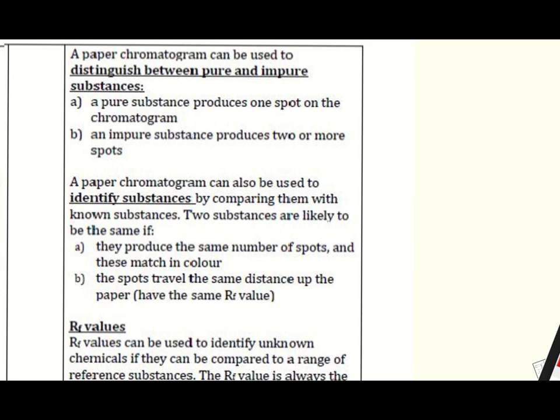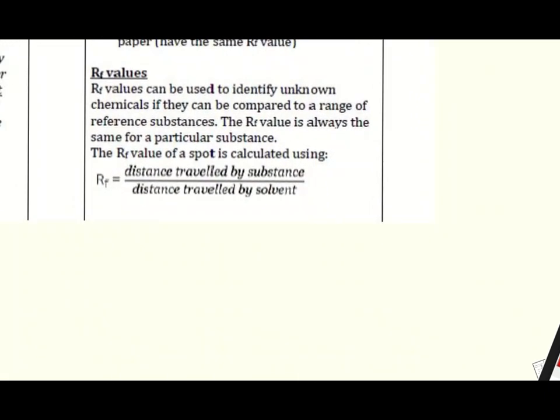Then let's focus on the RF value. You should be able to write the equation, and you should know its use, which is to compare a range of reference substances. You are going to compare the identity of different substances by measuring their RF values. The apparatus needed to measure the RF value is the chromatography paper, beaker, lid, and pencil. We have some examples here: separating colors in a dye, separating pigments from natural colors, as in the experiment we have done in the lab by separating pigments from chlorophyll.